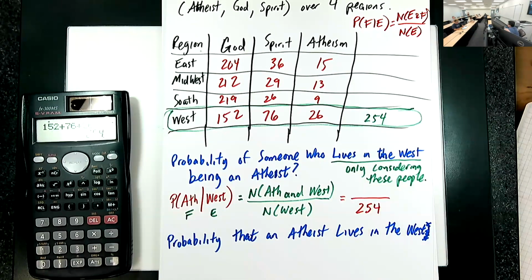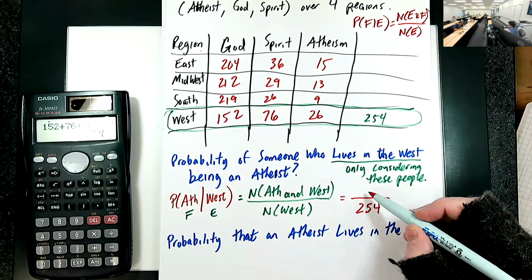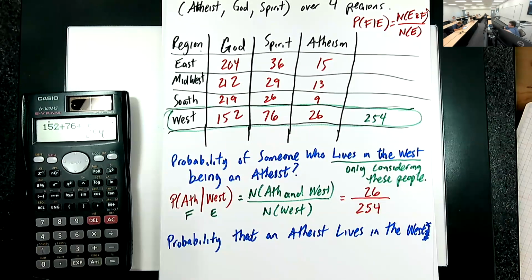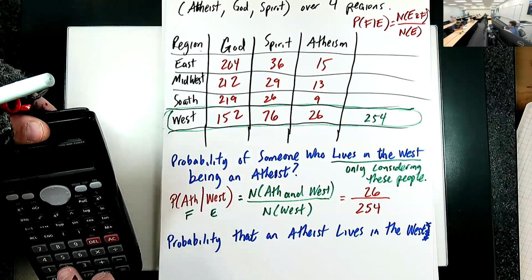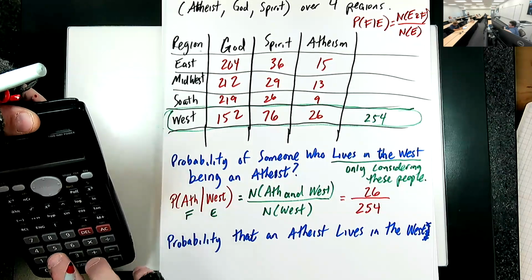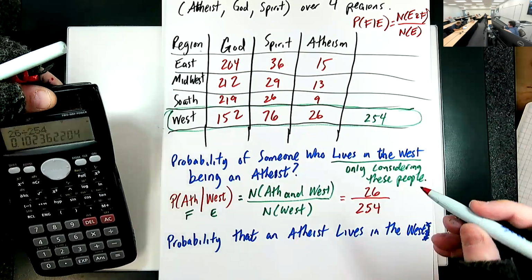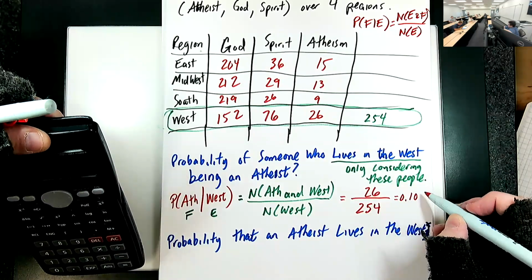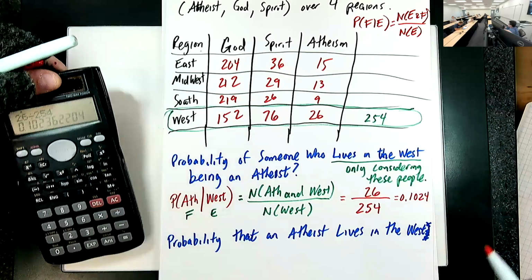How many people were both atheist and West? 26. So they might have you simplify that as a fraction, or they'll probably just ask you to put it as a decimal. I'm getting 0.1024 to 4 decimal places.